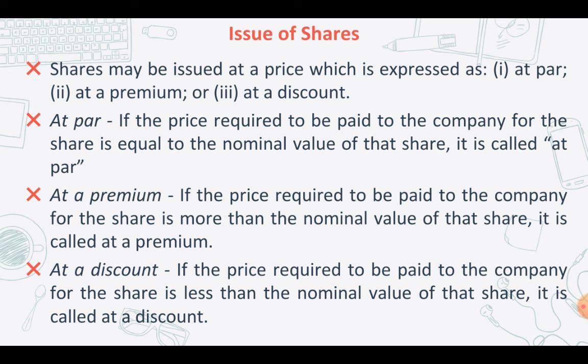Now, the first installment is the share application. When you apply for the share, you pay the money. That's why it's termed share application. And the second installment is termed share allotment. When you have been allotted a certain number of shares, you have to pay the next installment. Therefore, it's termed share allotment money.